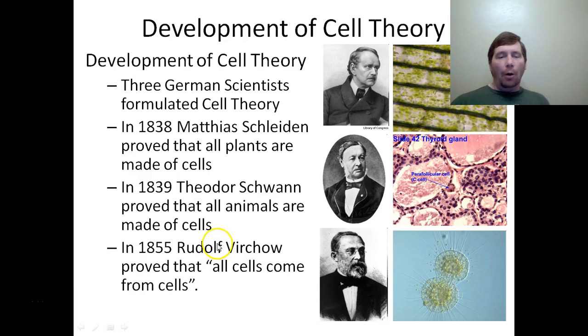So, these three observations together make up the cell theory, based on Schleiden, Schwann, and Virchow proving that all plants are made out of cells, all animals are made out of cells, and the only way you get a cell is from another cell dividing and making two cells. Alright, so we talked about the discoveries that led to the development of cell theory, but I haven't told you what cell theory is yet.